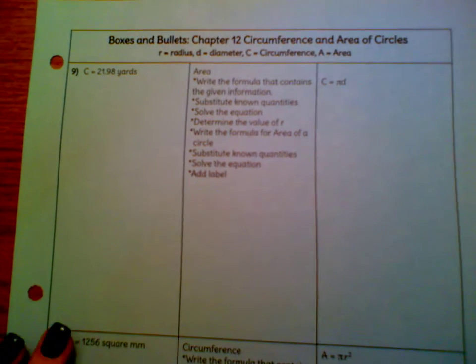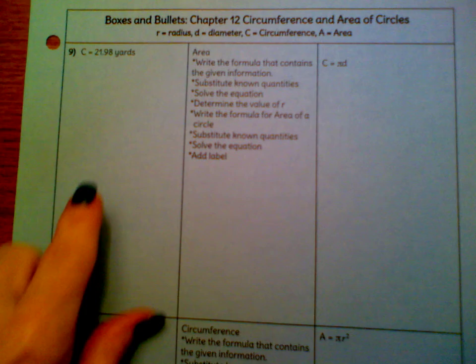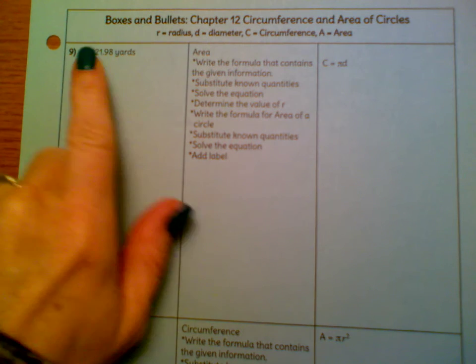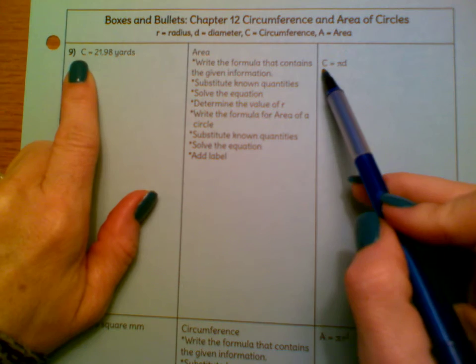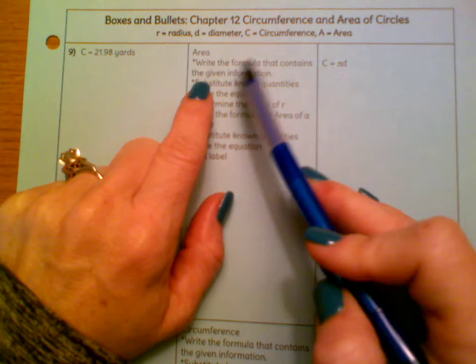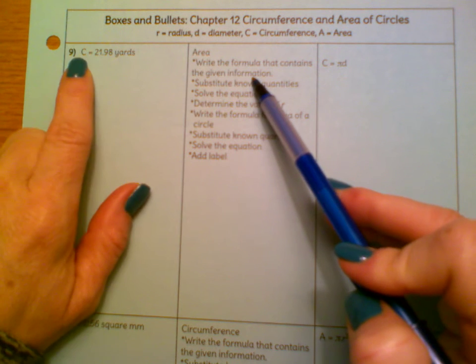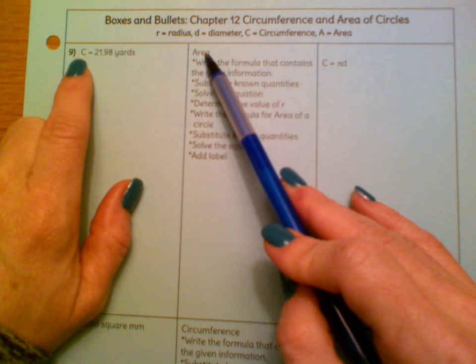Okay, now we're going to take a look at the most difficult kind of conversion that we can have you doing. And that's when you're given both, asked to find either the circumference or the area given the opposite. So in this first case, they're giving me the circumference, asking me to find the area. So they're giving me circumference. I need to start with the circumference formula. So here's my first step. It says write the formula that contains the given information. I'm given circumference. I don't want to start with the area formula because it's not going to help me.